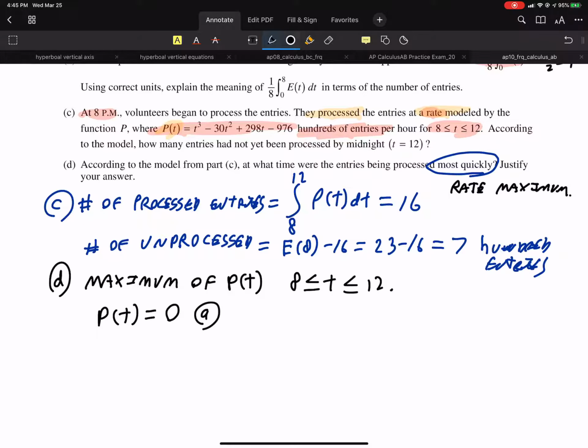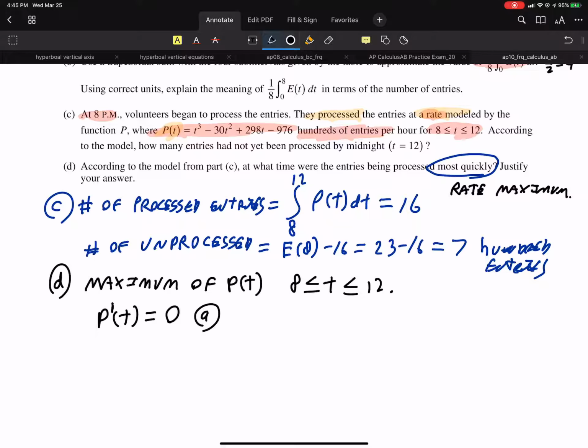Now, I just messed up. Because to find the maximum of P of t, I need its critical points, and that's when P prime of t equals 0. So what you'd actually do is graph P prime of t. I'm going to find P prime of t here, which is 3t squared minus 60t plus 298, a simple derivative.